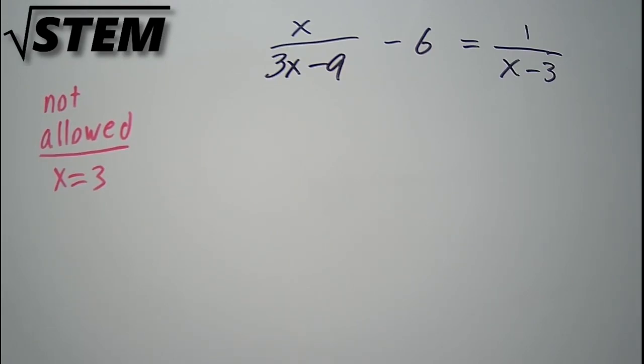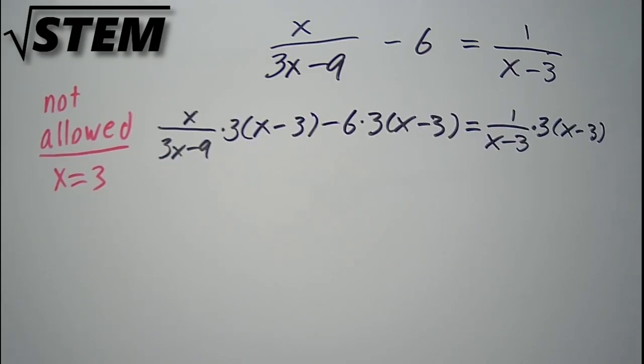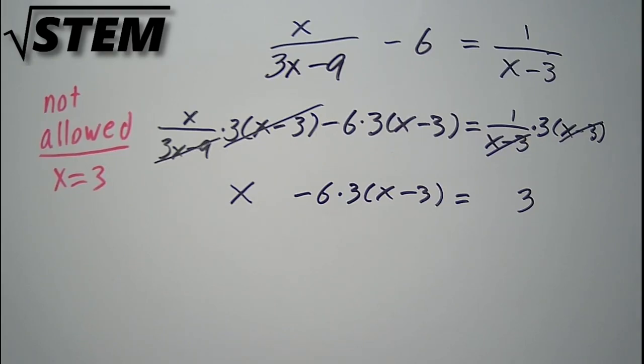Now to begin solving the equation, we can clear both of these fractions by multiplying the entire equation by 3 times x minus 3. As we saw before, 3 times x minus 3 is equal to 3x minus 9, so it will exactly cancel out the denominator on the far left term. On the right-hand side, the denominator of x minus 3 will cancel out, but there will be a 3 left over. And on the lone negative 6, we will simply have 6 times 3 times x minus 3.